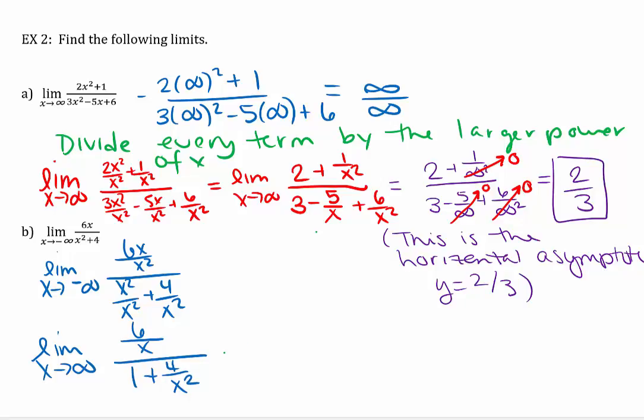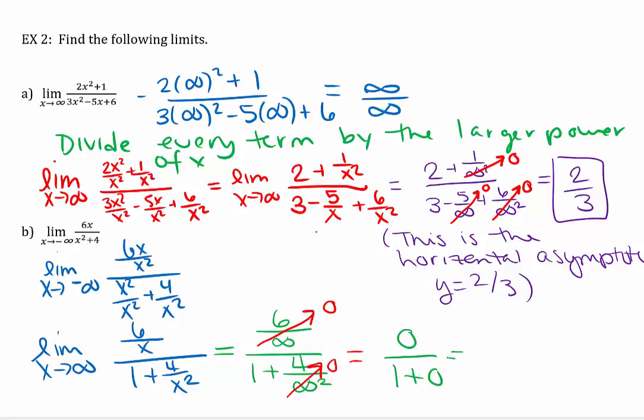Once again, I'm going to plug in my infinities now. So I've got 6 over infinity plus 1, or over 1 plus 4 over infinity squared, which is still infinity. Anytime I have a constant over infinity, that goes to 0. And so in this problem, I'm left with 0 over 1 plus 0, which is just 0. It's okay to get an answer of 0. What's not okay is you can't get that indeterminate 0 over 0.